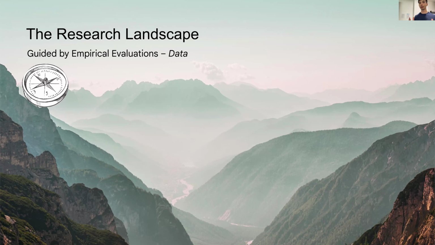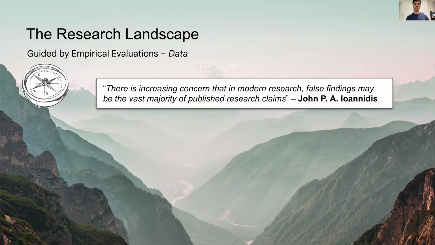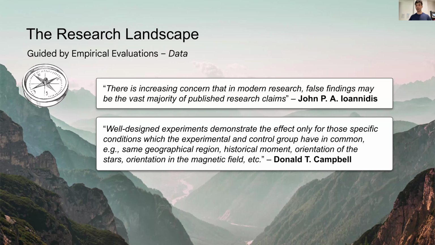However, over the last 2-3 decades, even longer, not everyone agrees with this purely data-based perspective to understanding AI, data science in general, right? So you have, for instance, John Ioannidis, professor at Stanford, around 2001, pointing out that there's increasing concern that in modern research, false findings may be the vast majority of published research claims.